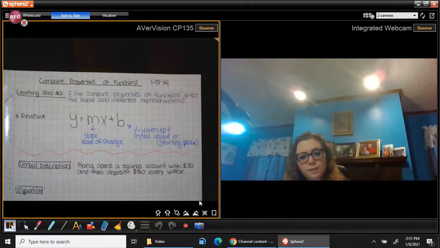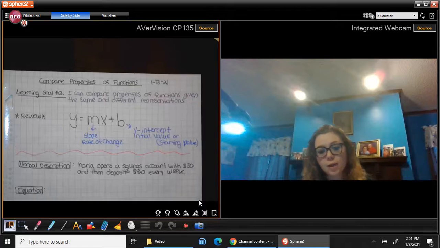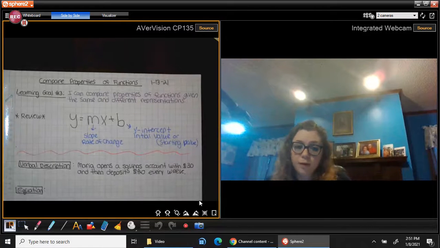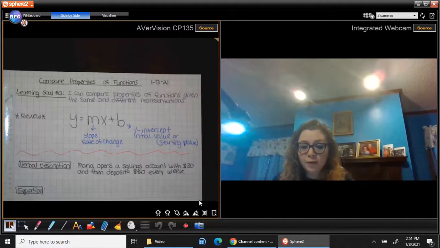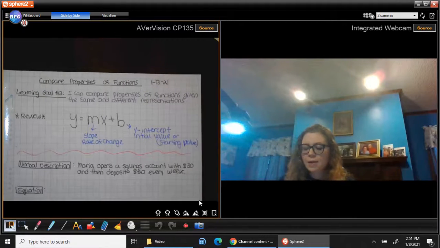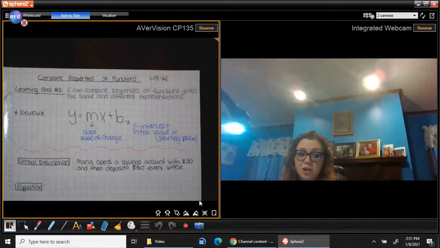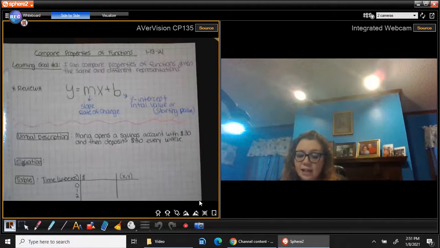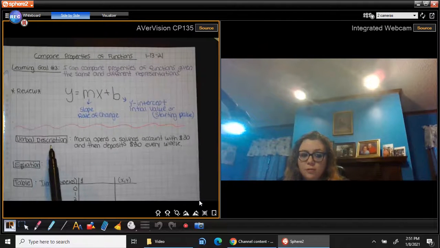So when we do these problems, you need to keep those in mind. When we talk about your initial value, we're talking about your y-intercept. When we're talking about a rate, we're talking about the slope. There's different representations of a function. So the first kind is a verbal description.